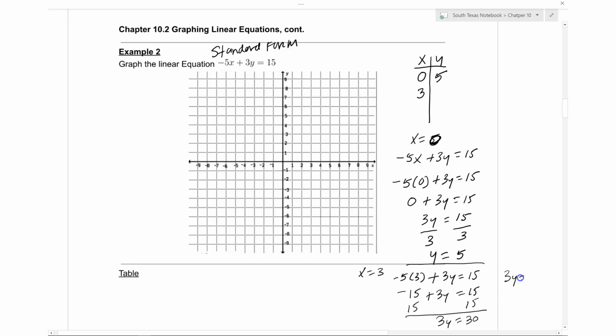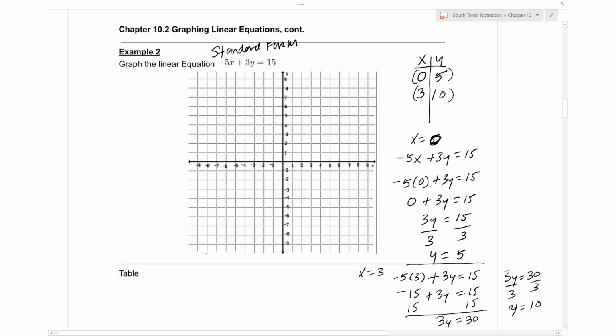And so what we're going to do is divide both sides by 3, so y equals 10. So our point is going to be (3, 10). Our first ordered pair is (0, 5), and our next ordered pair is (3, 10).